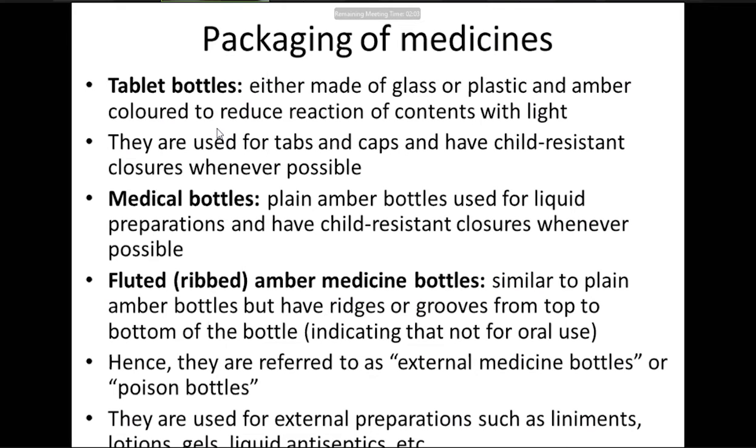Then we have the ribbed amber medicine bottles. They look like the medical bottles, but the difference is that they have ridges around the bottle, running from the top to the bottom. Mostly these are not used for preparations to be taken orally. The label states for external use or not to be taken. When you say not to be taken, it means it shouldn't go inside the body.